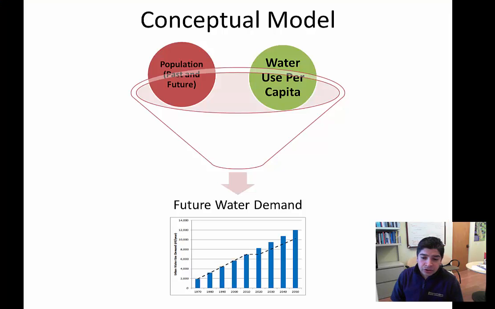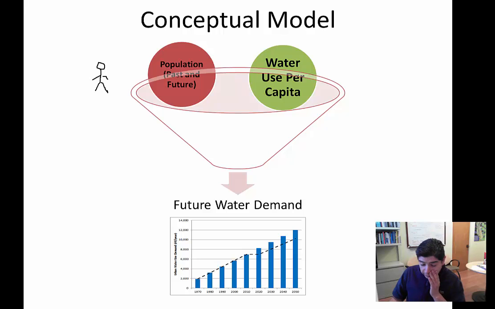So the first thing you should know is that the objective of this exercise is to estimate the future water demand. How are we going to do this? Well, first, we're going to estimate the population. I'm going to teach you how to estimate future population based on historic records. So this is going to be the first part, estimating the population.